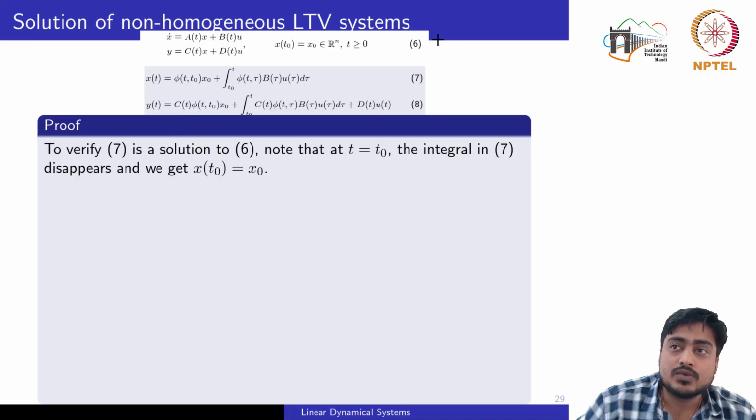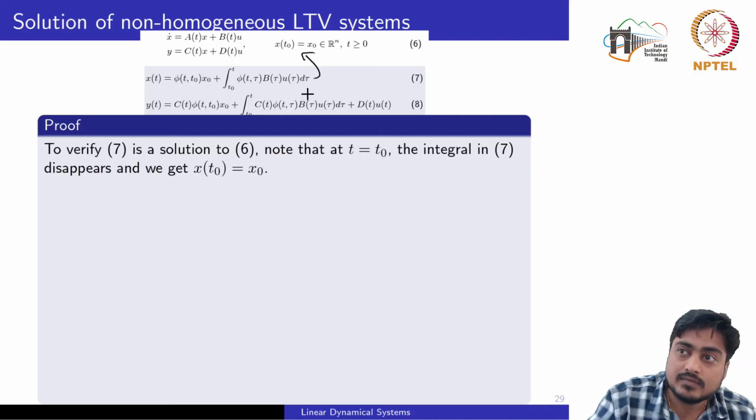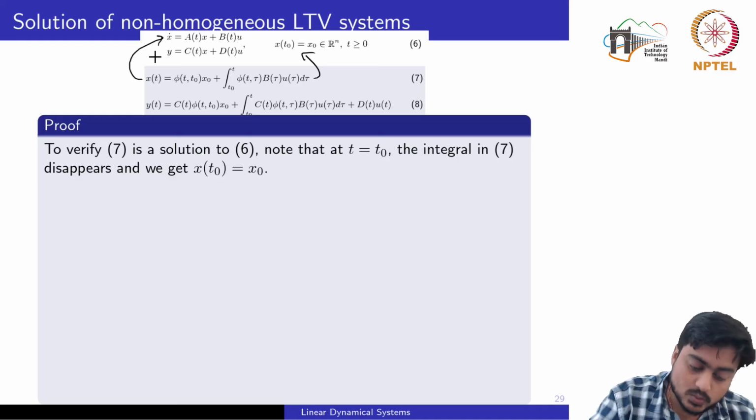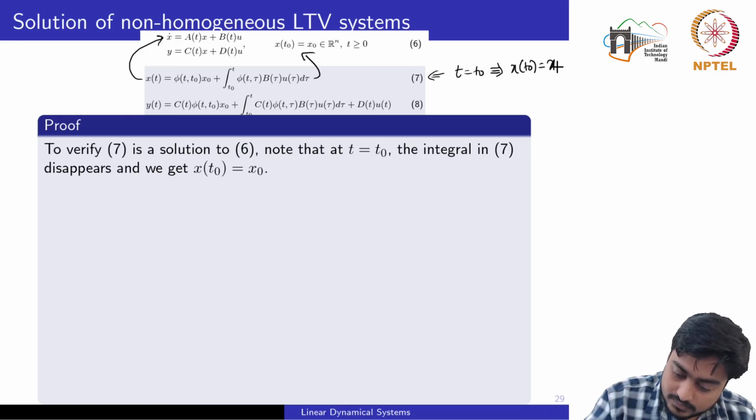So there are two parts of the proof. First, that this x of t should satisfy the initial condition. The second part is this one, meaning to say that because this is the x of t, now in this equation 7, if I compute at t is equal to t naught, the solution should be x of t naught is equal to x naught, right?